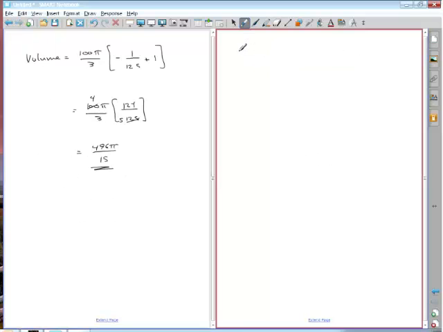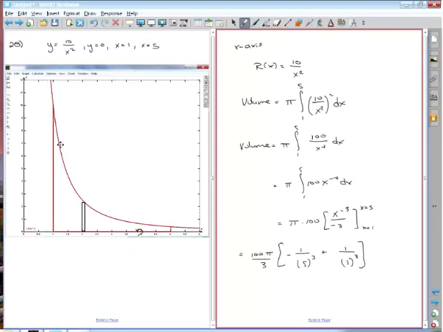The next part is around the y-axis. So in this case, let's go back to the original drawing. If we rotate around the y-axis, we're going to have a shell. And p of x is going to be x. It's going to be this distance here. h of x is just going to be 10 over x squared minus 0. And we're integrating with respect to x, so we integrate from 1 to 5.